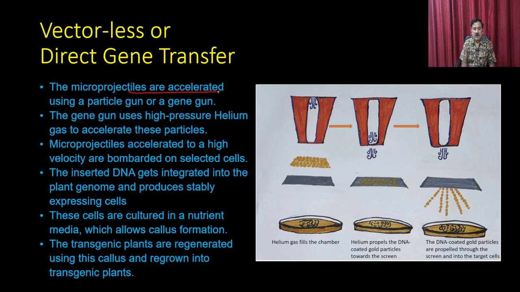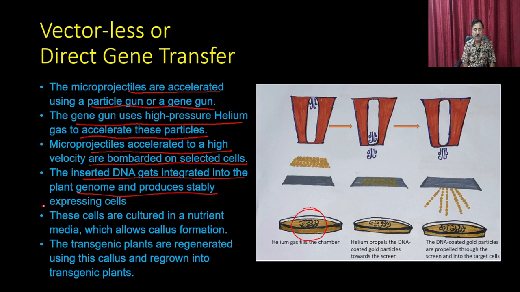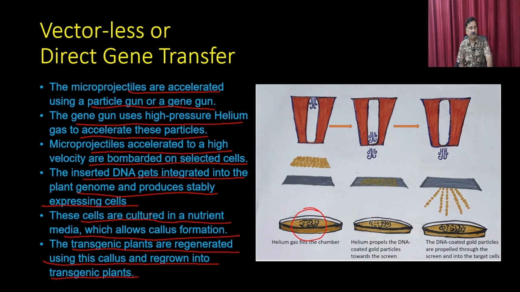The microprojectiles are accelerated using a particle gun or the gene gun. So, this is the gene gun, right. The gene gun uses high pressure helium gas to accelerate these particles. The microprojectiles accelerated to a high velocity are bombarded onto a selected cell. So, these are the selected cells which you are keeping in the petri dish. The inserted DNA is then integrated into the plant genome and produces stably expressing cells. These cells are cultured in a nutrient media which allows callus formation. The transgenic plants are generated using this callus and regrow into transgenic plants.